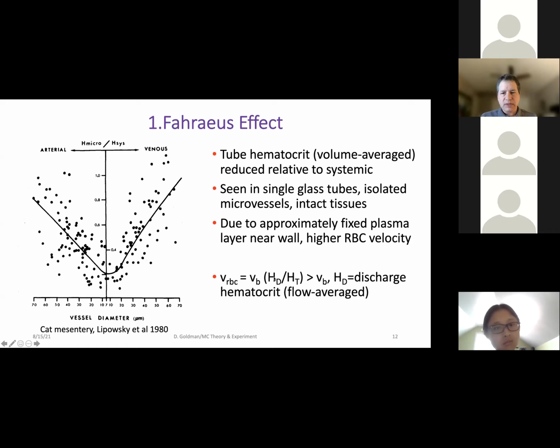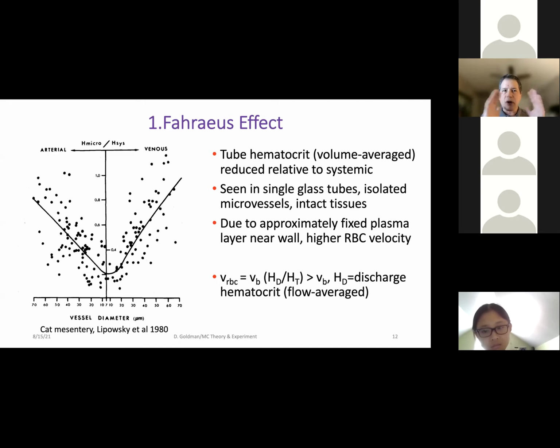And so since HD over HT is greater than 1, you get that your red cell velocity is higher than your blood velocity. Okay, and so you could flip this around, and this would explain why HD is greater than HT, because your red cell velocity is higher than your blood velocity. Okay? And so this is from the biophysics, right?